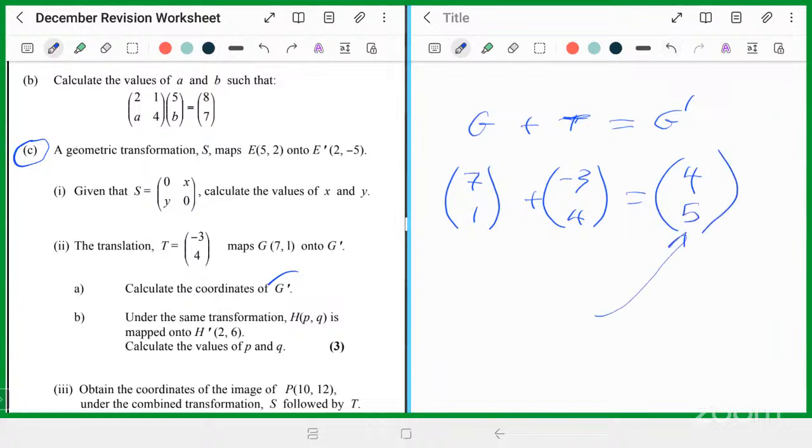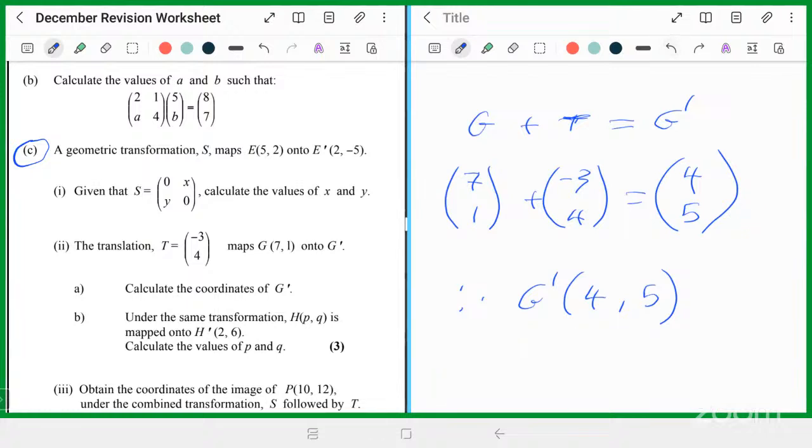So this is the position vector for G prime. What did they ask for? They asked for the coordinates of G prime. You don't give coordinates like that. That is a position vector. You write coordinates like this: therefore, G prime is (4, 5), with the same values. You should appreciate this a lot more now that we have done the topic of vectors. This is the position vector of this point. So this is the answer right here, not this. Very good?